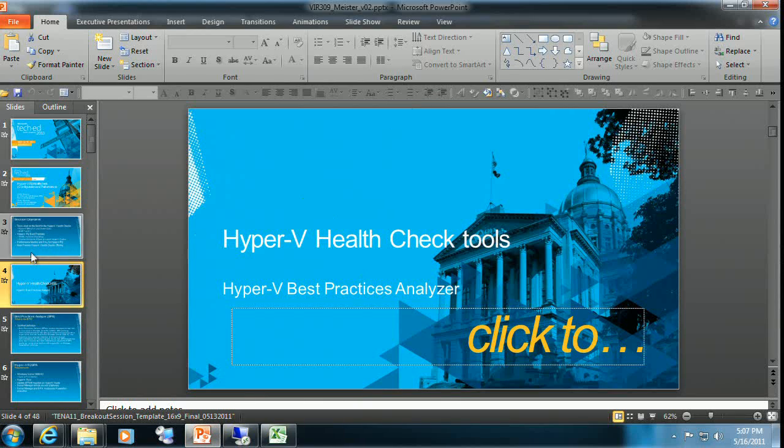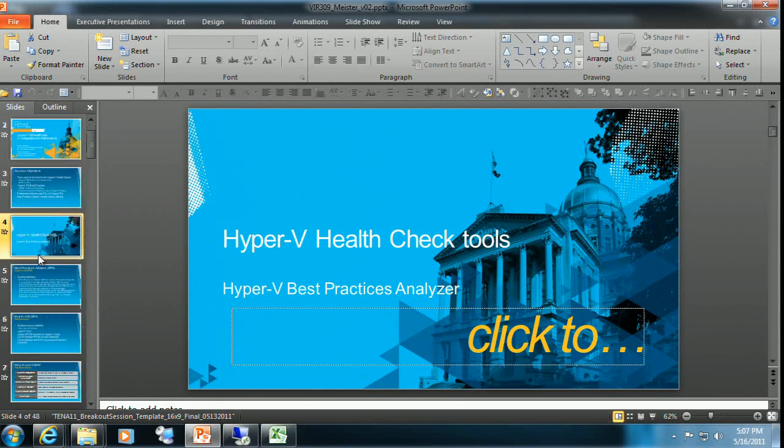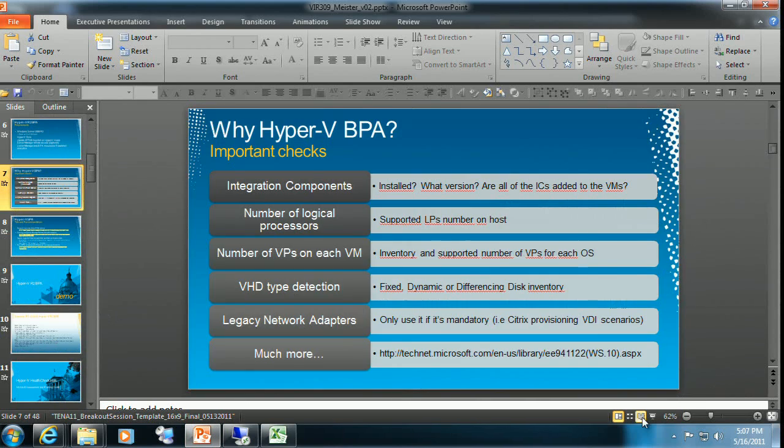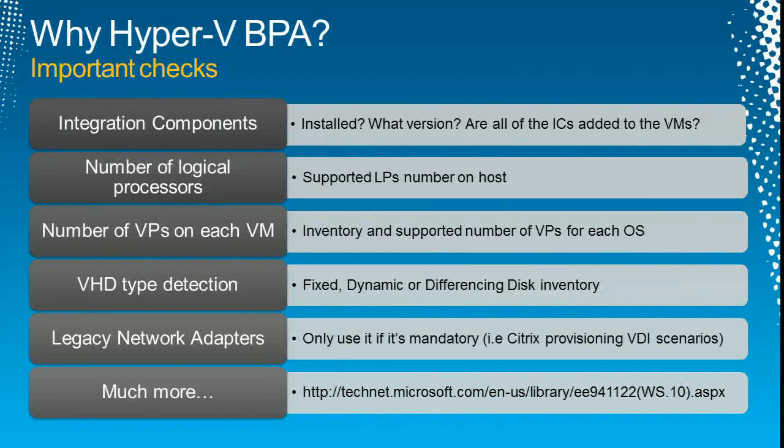So going back to our slide deck. So these are the items like we talked about: integration components, number of logical processors. So far in R2 SP1, 64 logical processors are supported. So Hyper-V BPA will check that. So if you're running outside that, it will report that your number of logical processors is outside the support statement, or the support boundaries.